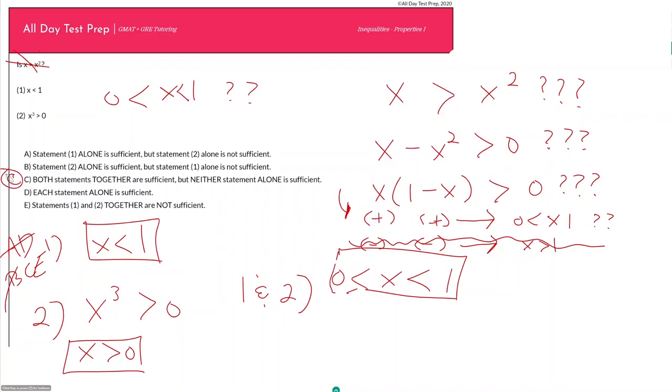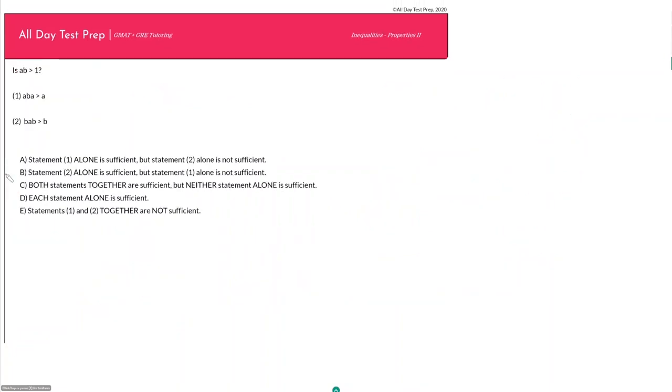Let's do another question testing our inequality rules. Here we have, is AB greater than 1? In this case, I really don't think there's much we can do with our question. We're not given any information in our prompt. We only have a question. And so let's go to the statements. Statement 1 says ABA is greater than A.